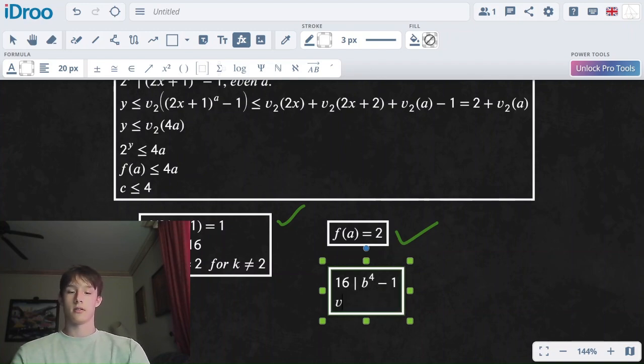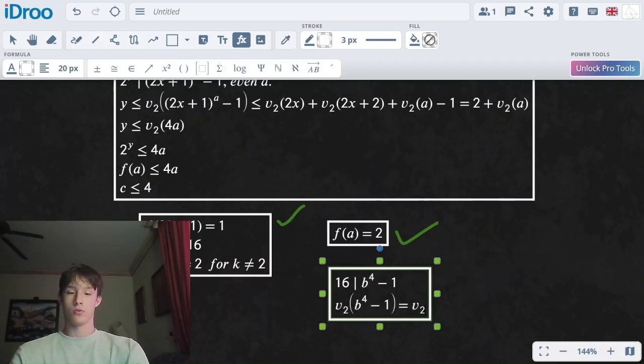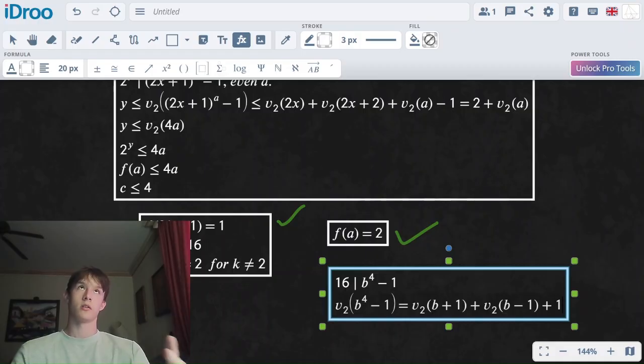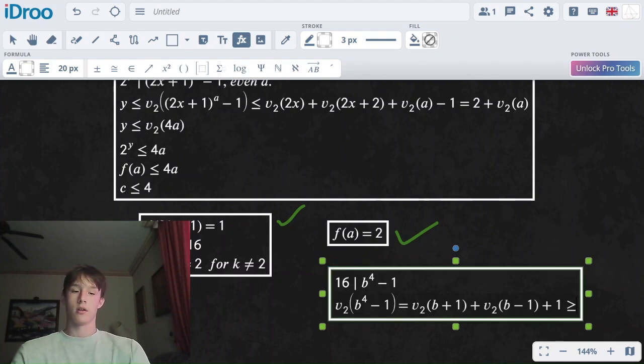The reason is it's just LTE, so the thing here is v2(b plus 1) plus v2(b minus 1) plus v2(4), which is 2, and minus 1, which is 1. And this thing is divisible: v2(b minus 1) and v2(b plus 1) in product give b squared minus 1, which is always divisible by 8, so this is more than or equal to 4, and we're done.